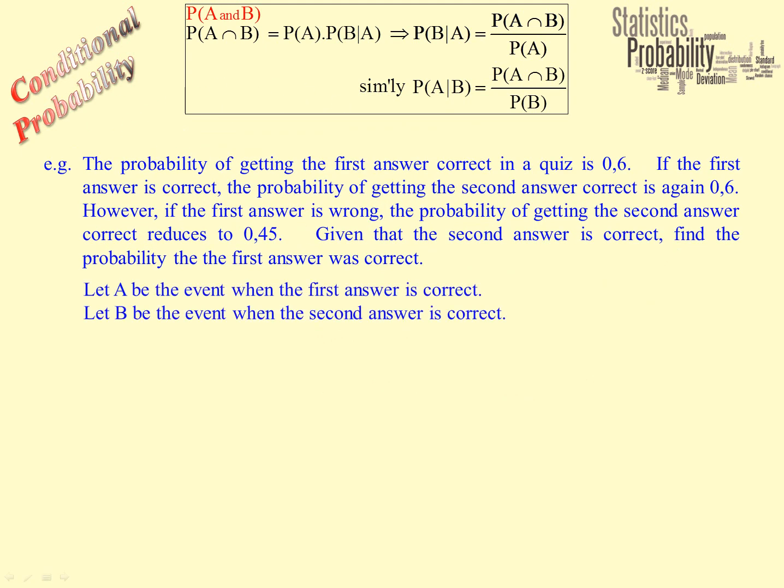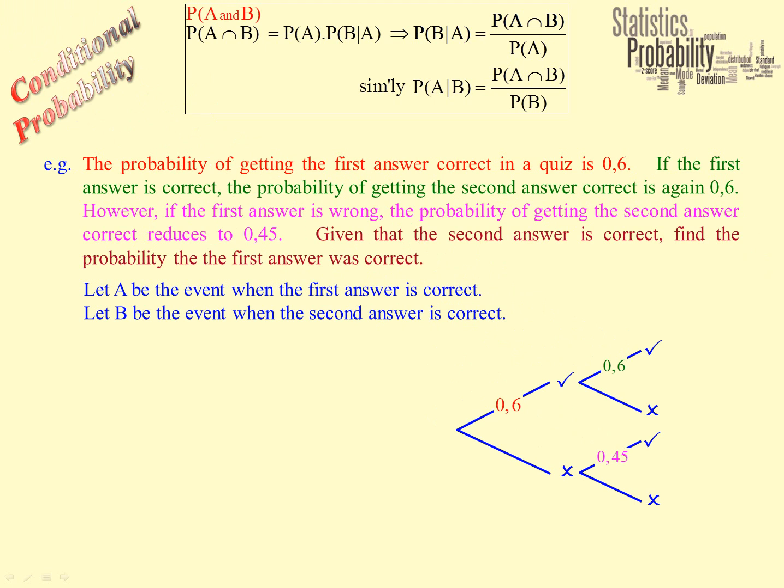Probability of getting the first answer correct in a quiz is 0.6. If the first answer is correct, the probability of getting the second answer correct is again 0.6. However, if the first answer is wrong, the probability of getting the second answer reduces to 0.45. That, I think, we should summarize in a tree diagram. Often that's fairly confusing, so often a tree diagram is quite useful.